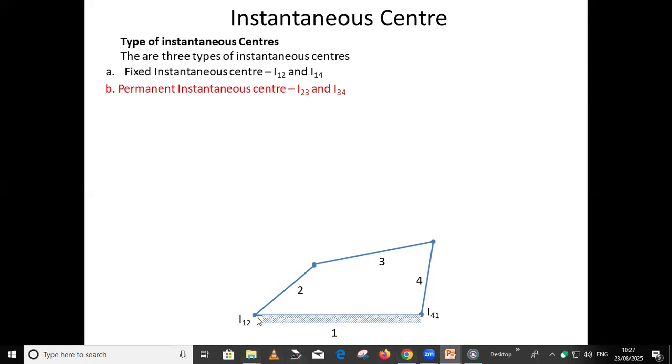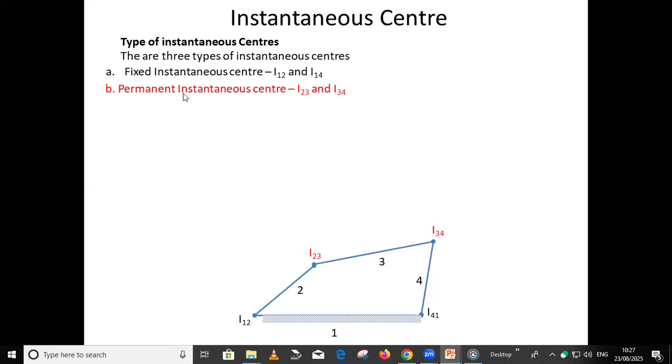So the ICR at that pin joint will be I12 for links 1 and 2. For links 2 and 3, it will be I23. For links 3 and 4, it will be I34. And for links 4 and 1, it will be I14. Okay. So this is not 4, 1, this is 1, 4. So we are saying that fixed ICRs are the ICRs associated at these locations, I12 and I14. These are the fixed ICRs.